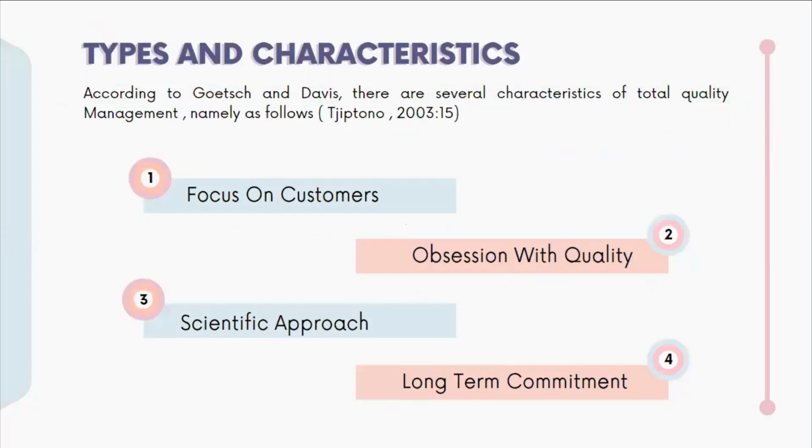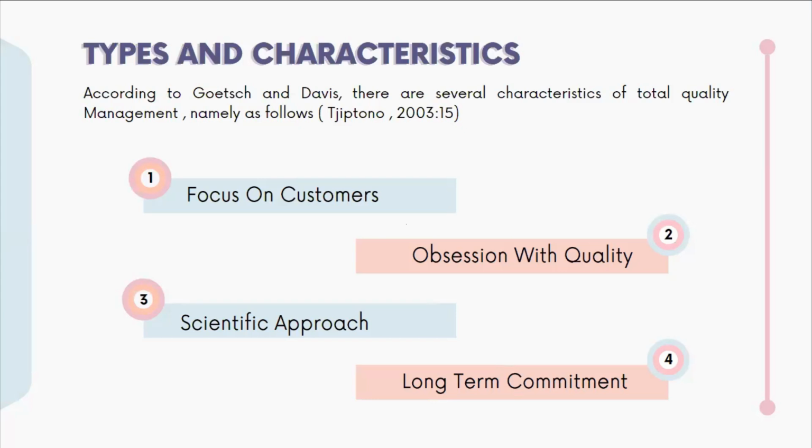Types and characteristics. According to Goetsch and Davis, there are several characteristics of total quality management. The first one, focus on the customer. In TQM, internal customers and external customers are drivers. The next is obsession with quality. With a defined quality, the organization must be obsessed with fulfilling what they specify. This means that all employees at every level try to carry out every part of their work based on a prospect.